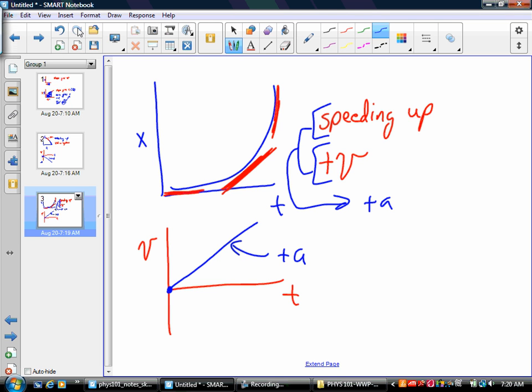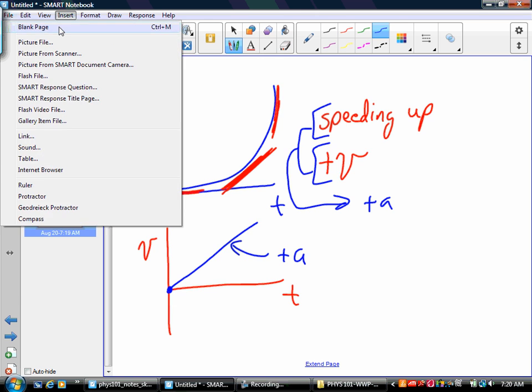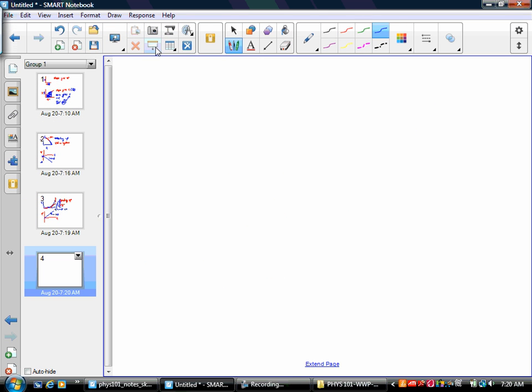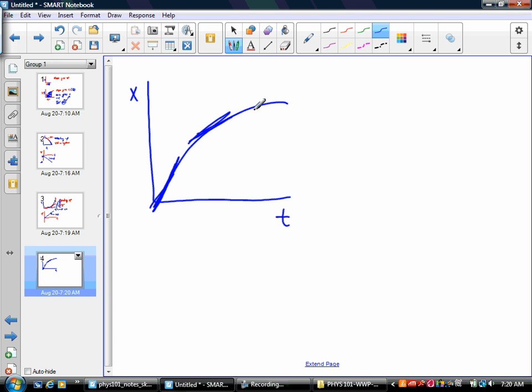Let's see, let's just do one more. There aren't really that many iterations of this, so I'm not suggesting that you memorize them, but let's see. Let's do one like this. All right, this is x versus t, position versus time. I want to know, is it positive or negative velocity, and is it speeding up or slowing down? Well, here I have a big velocity, and it gets smaller and smaller, so it's slowing down. It is a positive velocity because it has a positive slope.